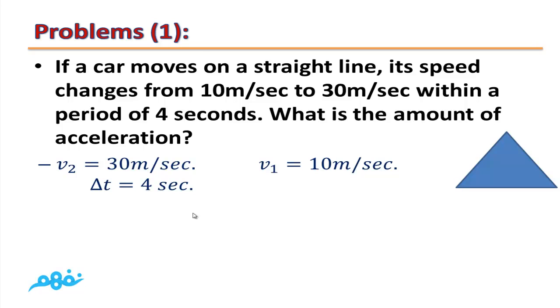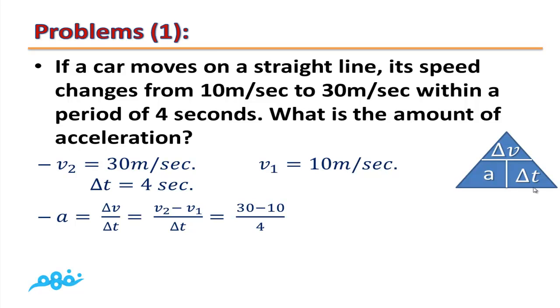Acceleration is unknown, we can calculate it from our magic triangle. From the magic triangle, acceleration equals delta v over delta t, or v2 minus v1 over delta t, equals 30 minus 10 over 4 equals 5 meters per second squared, because this is an acceleration. And the type of this acceleration is positive acceleration or accelerating motion.